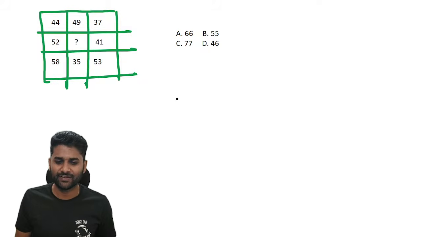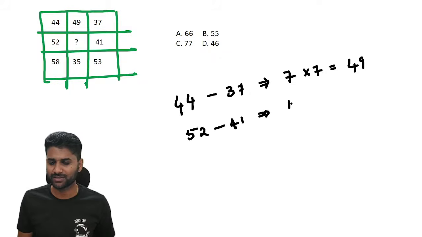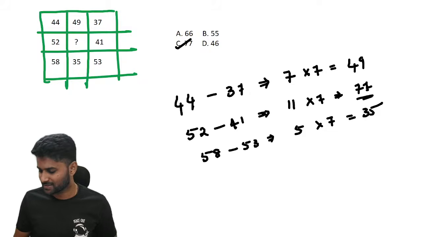Yes, here the question: difference between 44 and 37 is how much difference you can able to see? 7 units. But they given as 49, again 7 into 7 is equal to 49. Difference between 52 and 41, how much of difference you can able to see? 11. And the difference between 58 and 53, you can see the difference is 5. Now we want the resultant become 35, so definitely it is multiplied by 7. So that is the logic you observe every time. So 11 into 7 is 77. So 77 is the correct answer.